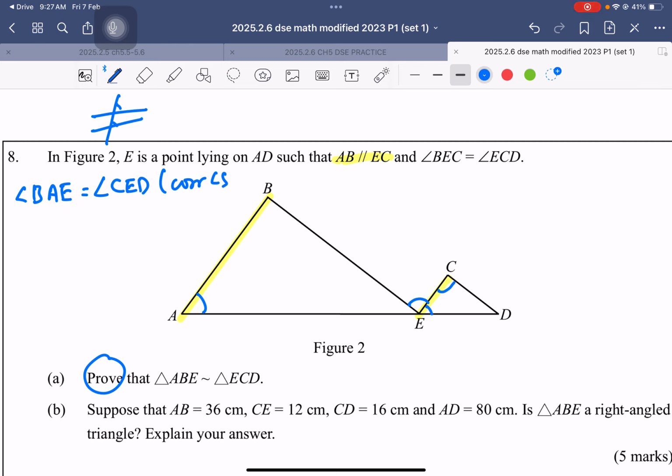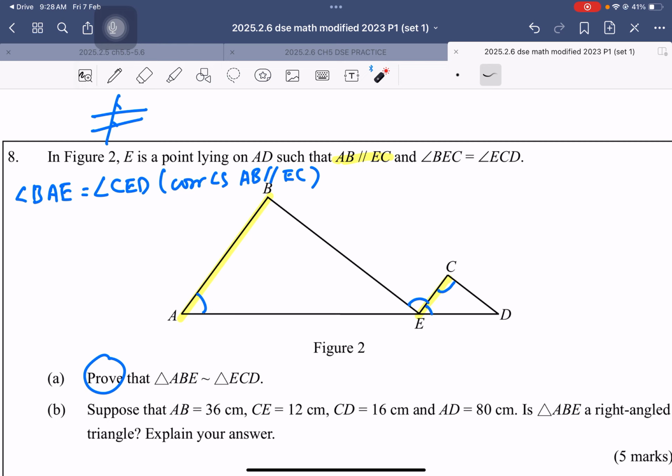Okay, so we have AB parallel to EC. Is that okay for you? And now some of you wrote down this as a common angle, or some of you wrote down this as the vertical angle. How was that?